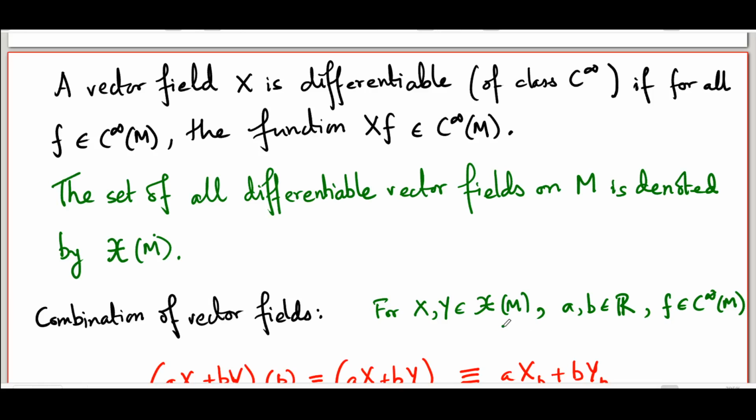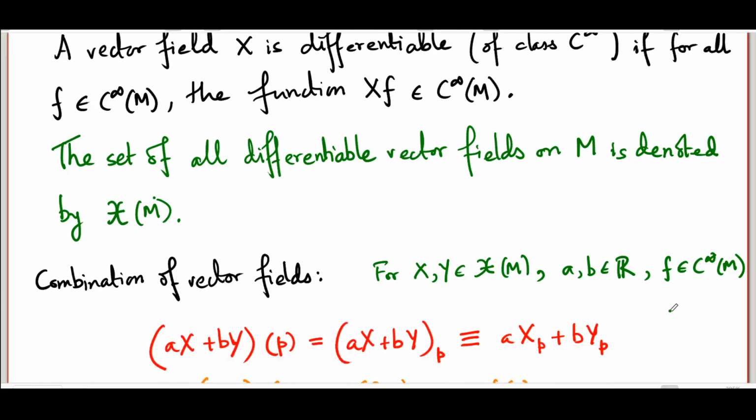In addition to X and Y, we have two real numbers a and b in the following, as well as a smooth function f. Now, given a and b real numbers and X and Y smooth vector fields, we can define aX plus bY to be a vector field whose value at the point p, which we denote by aX plus bY at p, is defined to be a times Xp plus b times Yp.